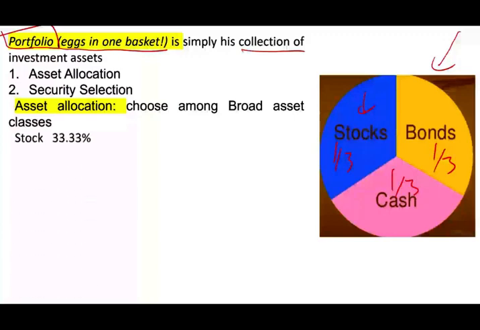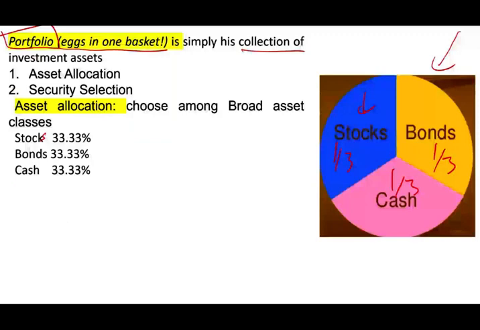For example, 33.33% stocks, 33.33% bonds, and we're going to keep 33.33% in cash. That's the asset allocation. Now, obviously, it doesn't have to be this way. We could add mutual funds. We can add commodities, just as a sample asset allocation.